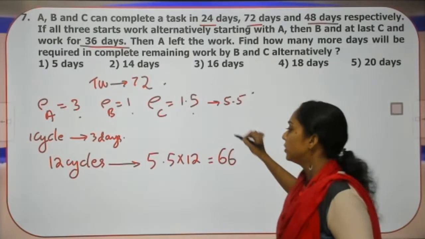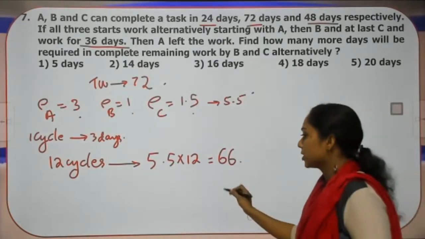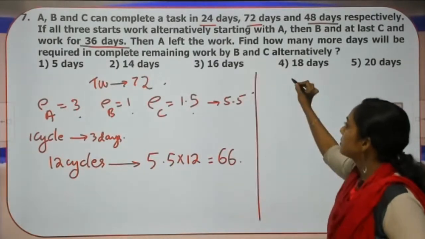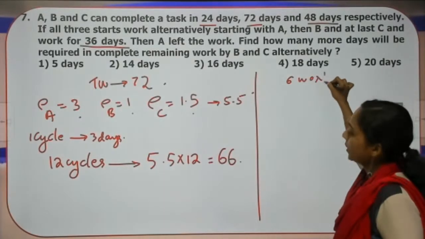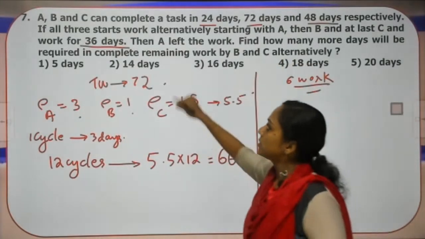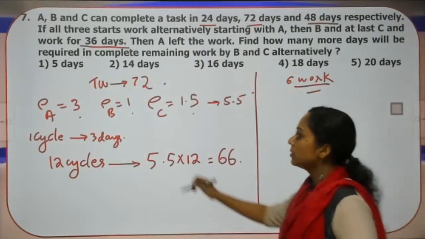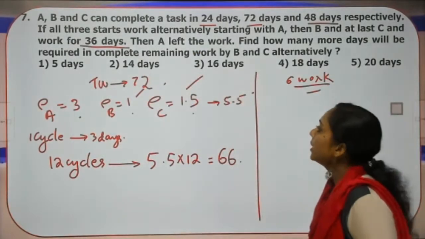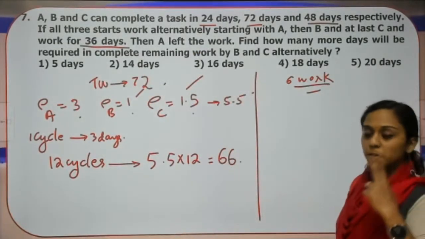So what is the remaining work to be completed? That is 6 work has to be completed. So the remaining 6 work has to be completed. Okay, so after these 12 cycles A is leaving, now there are only B and C. So next, in one cycle there will be only 2 days.